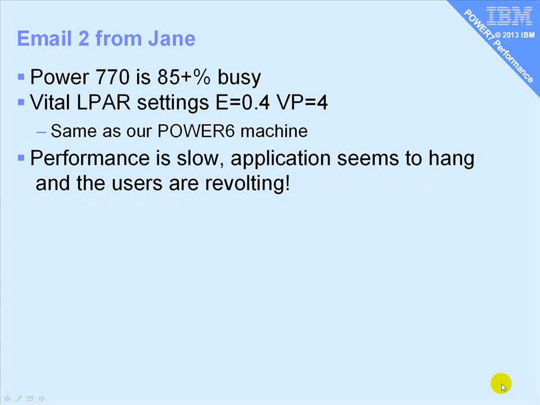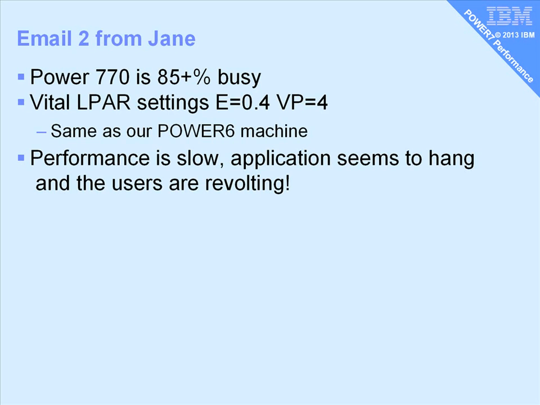The next email is from Jane. Typical scenario, a Power 770, so a reasonable sized machine, 85% busy, so they're actually making a lot of use of their machine. They have a vital LPAR with a setting of entitlement 0.4 and VP4. I see this quite a lot on a lot of machines.